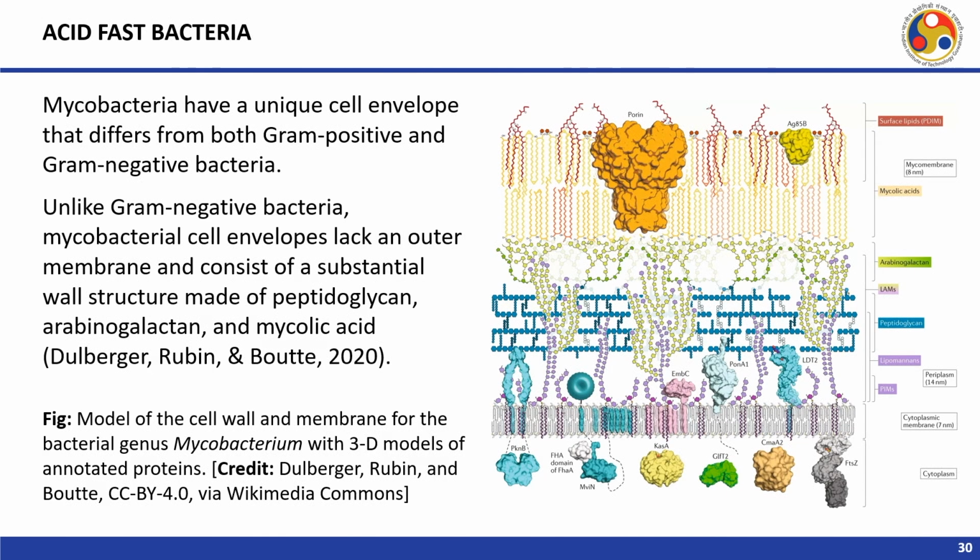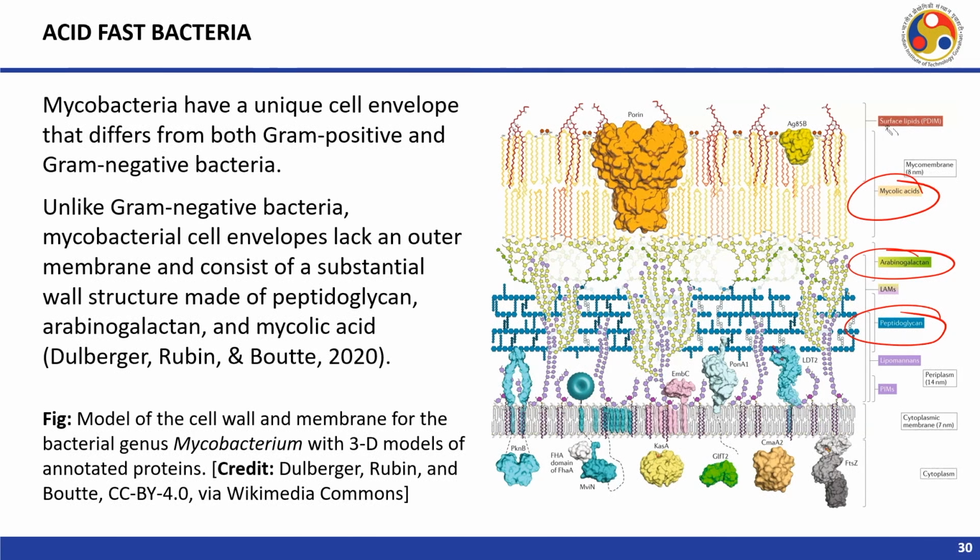Acid fast bacteria. Mycobacteria have a unique cell envelope that differs from both gram positive and gram negative bacteria. Unlike gram negative bacteria, the mycobacterial cell envelope lacks an outer membrane and consists of a substantial wall structure made of peptidoglycan, arabinogalactan and mycolic acids.